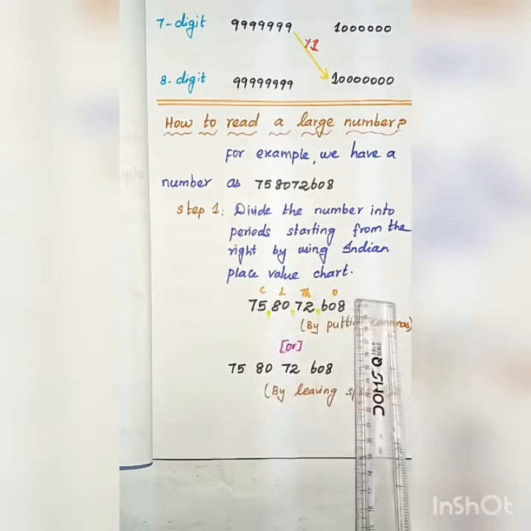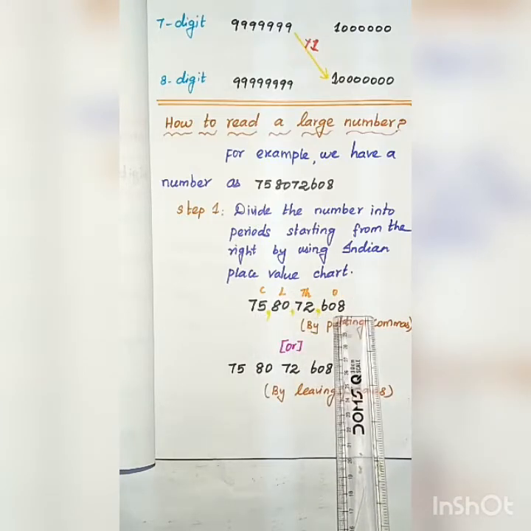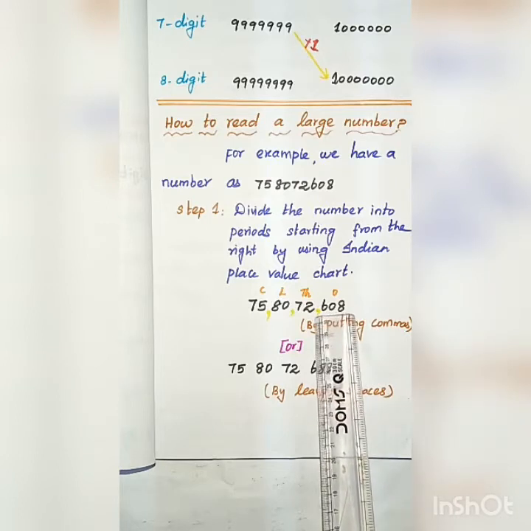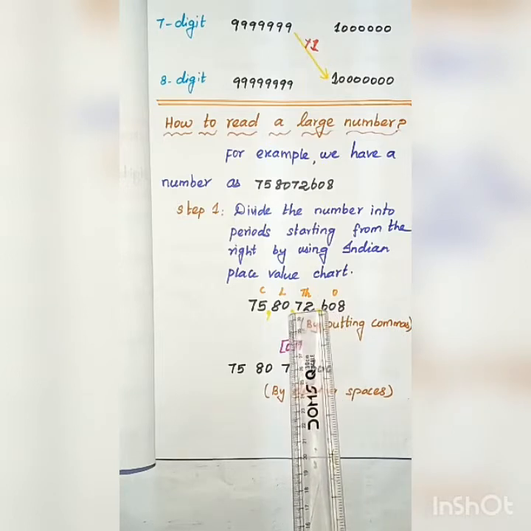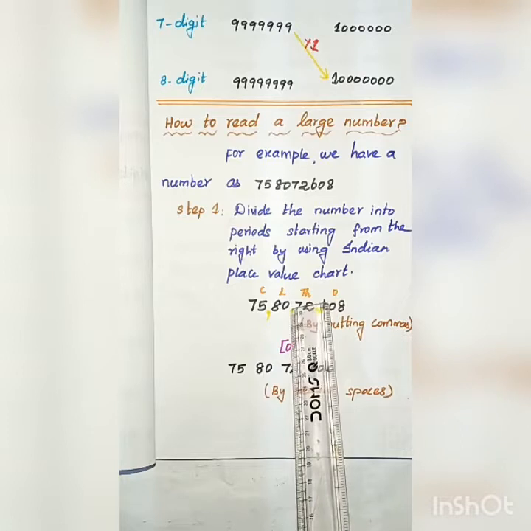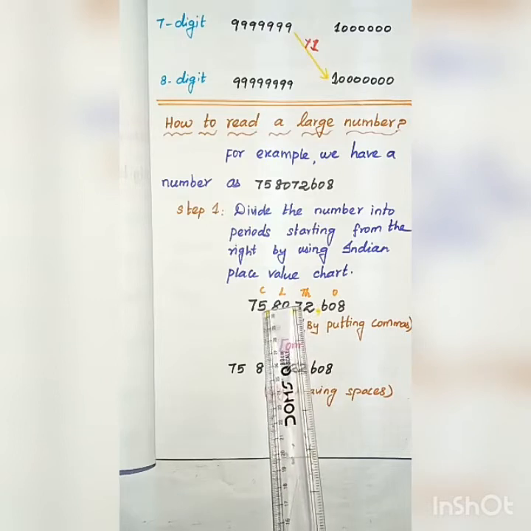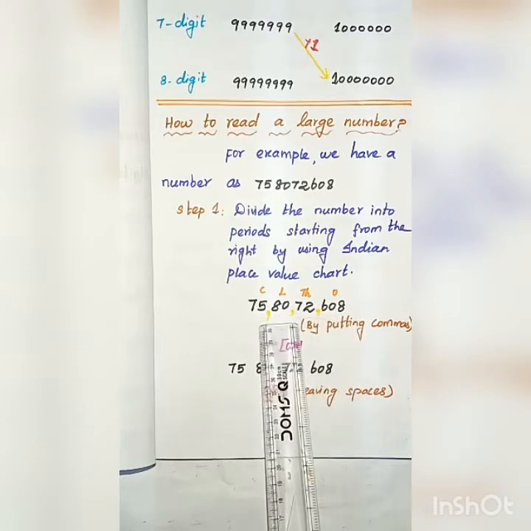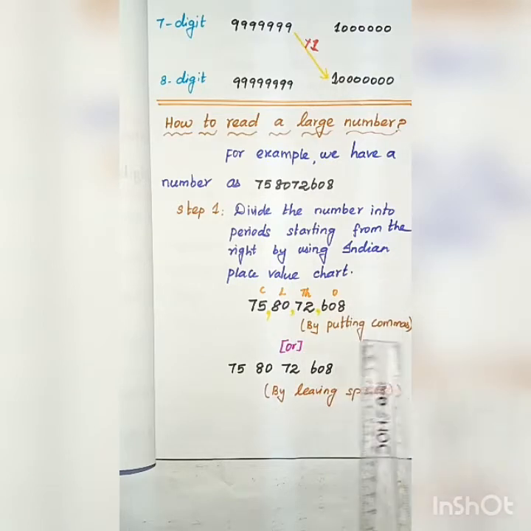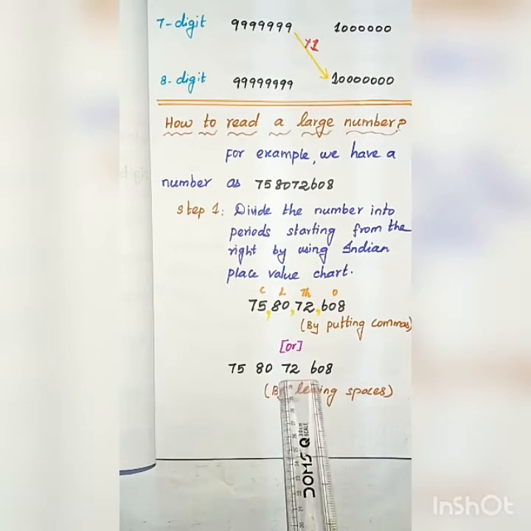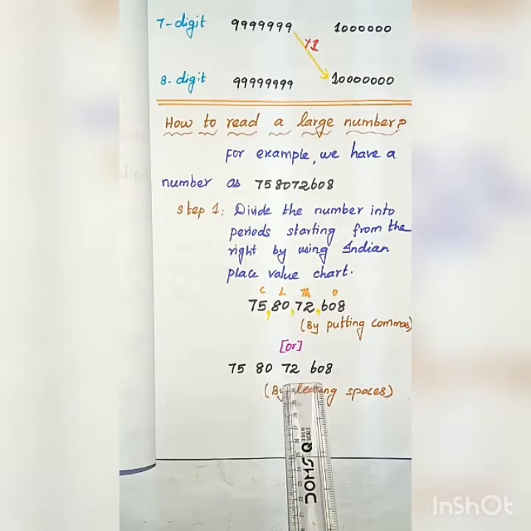You have 4 periods: ones, thousands, lakhs, crore. The ones period has 3 places, 1, 2, 3. Then you put a comma here. Then the thousands period contains 2 places: 1000, 10,000. So you put a comma. Next, lakhs. In lakhs you also have 2 places: lakhs, 10 lakhs. So you put a comma. Crore, 10 crore. Is it clear for you? You can divide the number according to the periods of the Indian place value chart by putting commas or by leaving a one digit space between the periods of the given number.